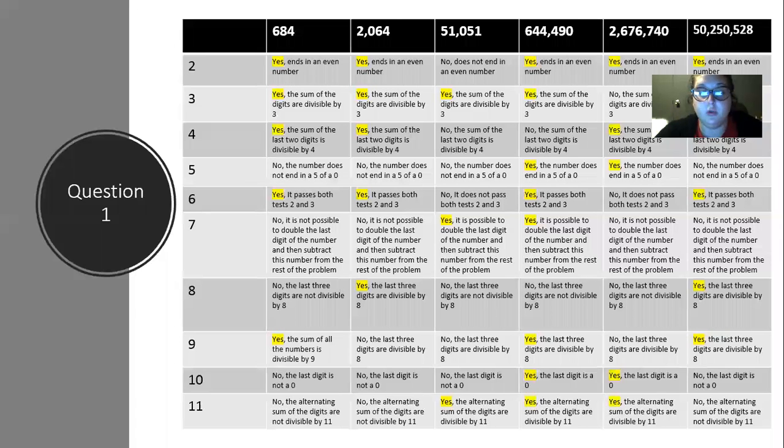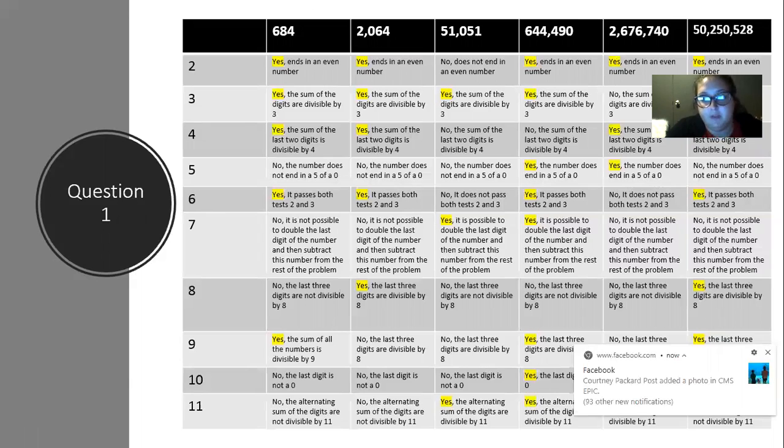And this is the whole chart with all of the numbers that we just did in the divisibility test. So that's all right there.